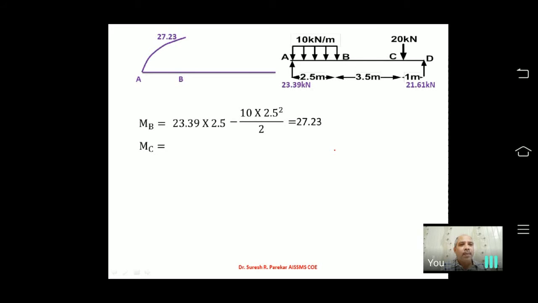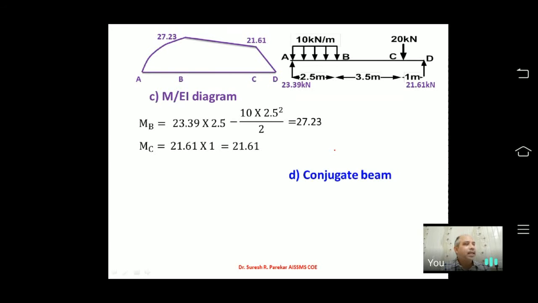Now the moment at C. I will not find it from the left because it is lengthy, but if I find it from the right, it will be only 21.61 into 1. You can find it from the left and check, you will get the same answer. So we get 21.61, and I plot it at C, then connect these two, which gives the bending moment diagram for this beam. Once I know the bending moment diagram, as EI is constant, it becomes my M by EI diagram only.